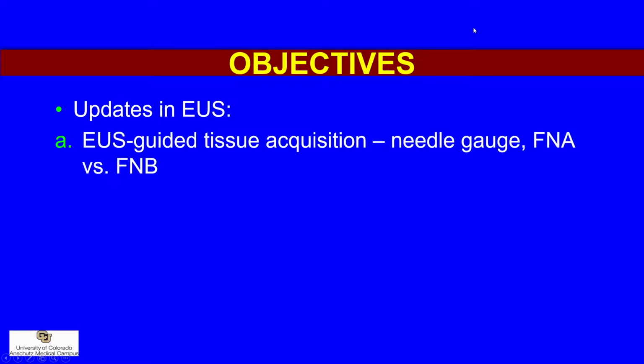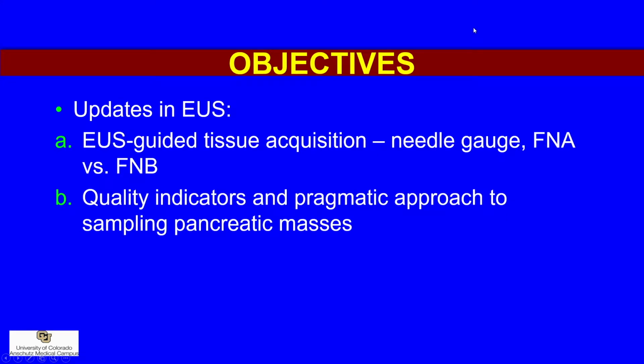All right, so the first topic that I'm going to address as it relates to EUS is to really try and answer this basic question: how should you be sampling patients with pancreatic masses or lymph nodes, and whether you should be using a fine needle biopsy needle, or whether you should be using a 22 gauge needle, a 19 gauge needle. I'm going to tie this up with the recently established quality indicators in endoscopic ultrasound, and hopefully, at least for the endosonographers in the audience, provide a pragmatic approach to sampling pancreatic masses.